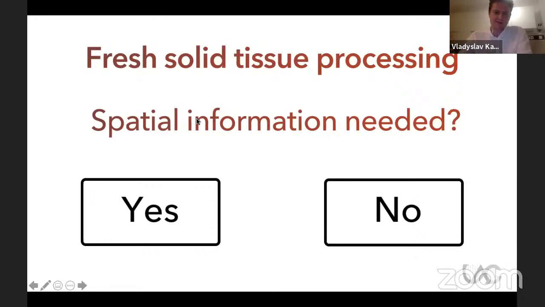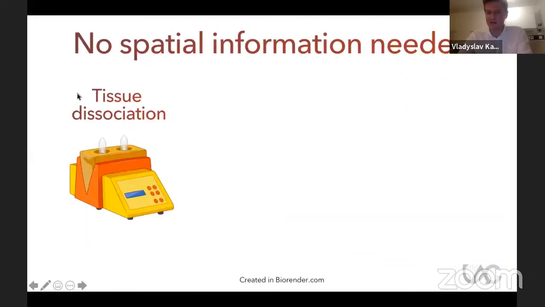So let's imagine that we don't need this information, that we just need information about the cells that are contained in our tissue. It may be, for example, a small part of a tumor, or a small part of some organ like brain or spleen, okay? So let's imagine we don't need spatial information. The next thing that you need to do with your tissue, you can freeze it or you can process it when it's fresh. So it's better to proceed with a fresh tissue, of course. So the next step that you may do is the dissociation of the tissue.